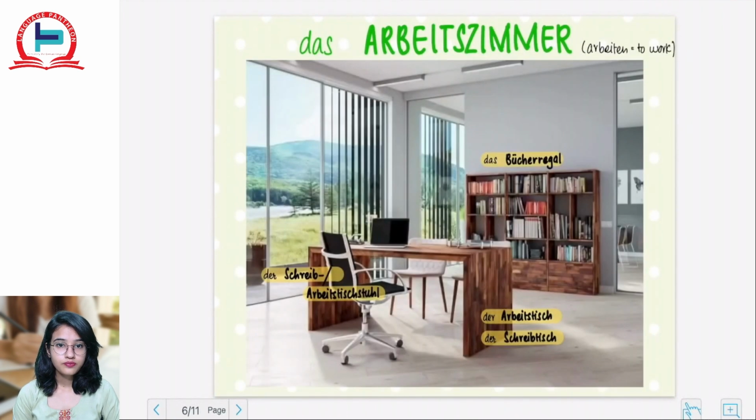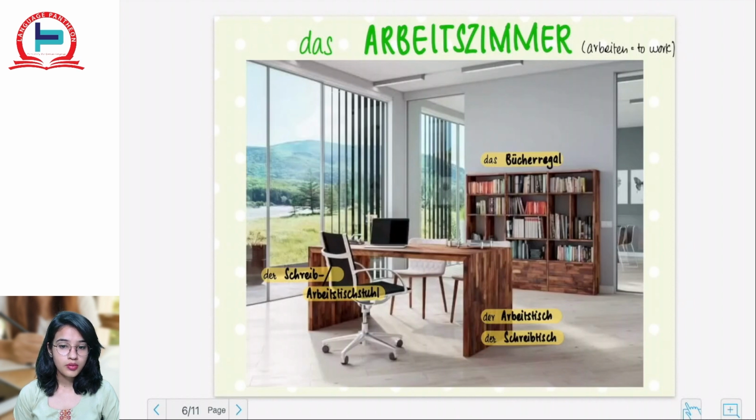Let's see the next one. Das Arbeitszimmer. Das Arbeitszimmer is the room where you work, because the verb arbeiten means to work. So the room where you work is the Arbeitszimmer. Some vocabulary here: das Bücherregal, that is the bookshelf.